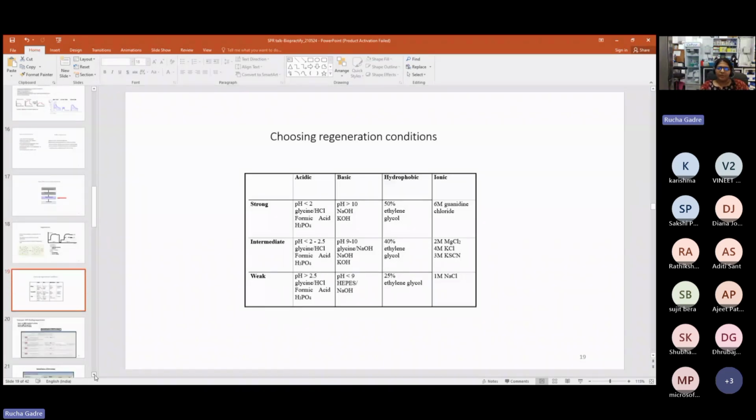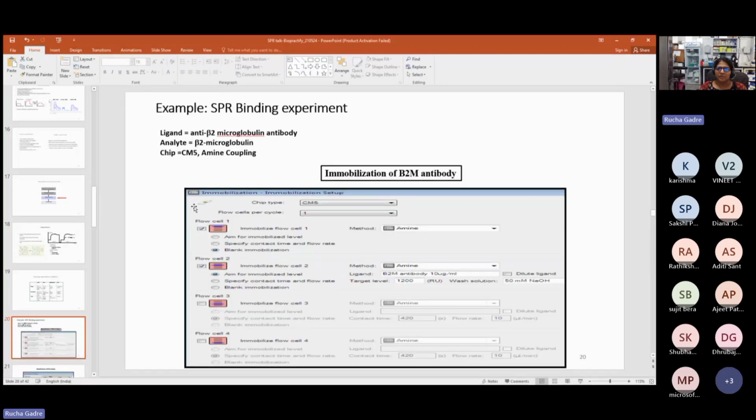So, in summary, we can say that there are three steps in assay development. First is immobilization. Second is analyte binding, where association and dissociation are happening. Third is regeneration. Now, just to give an example, I would like to discuss one of the standard protein, that is protein and antibody interaction.